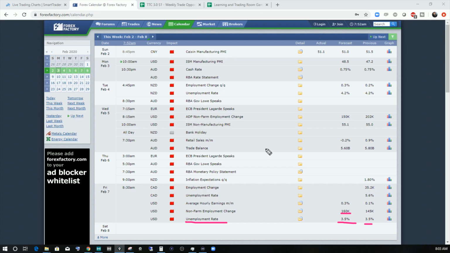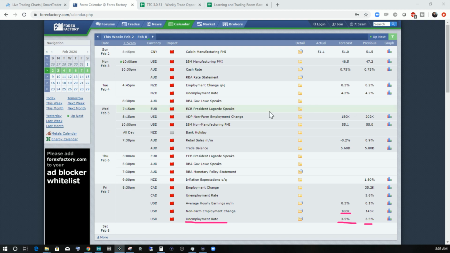And then we're going to take a look at the US crosses as well, due to non-farm payroll coming out this week. So with that being said, let's go ahead and jump into the charts.